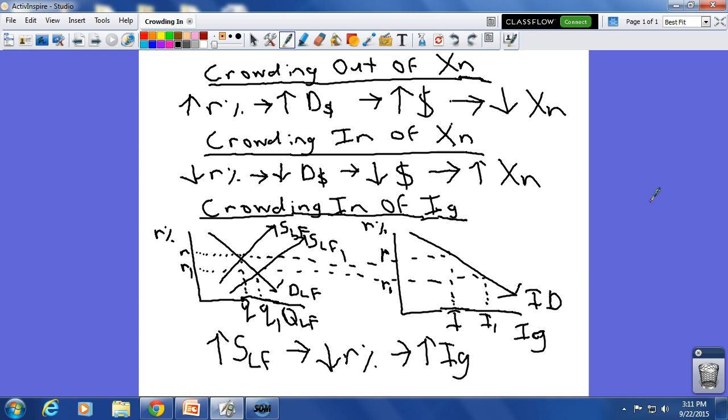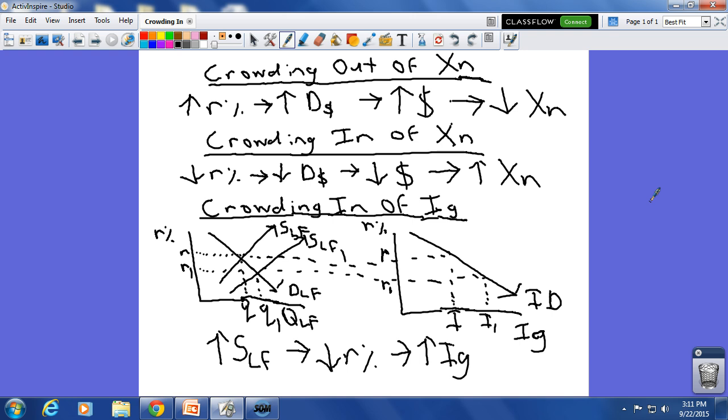Now, let's go ahead and take a look at the crowding in of net exports. So we can see from that loanable funds graph that the real interest rate went down when the supply of loanable funds shifted to the right. That's going to have an effect on net exports. So let's take a look at that middle section where it says the crowding in of net exports. We're going to start off with our lower real interest rate.